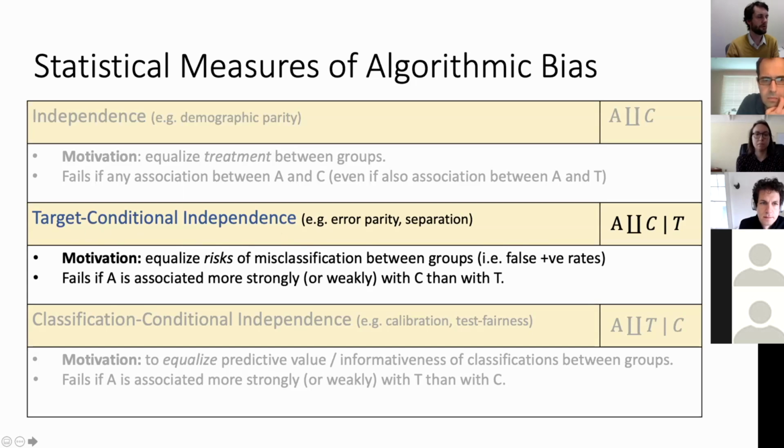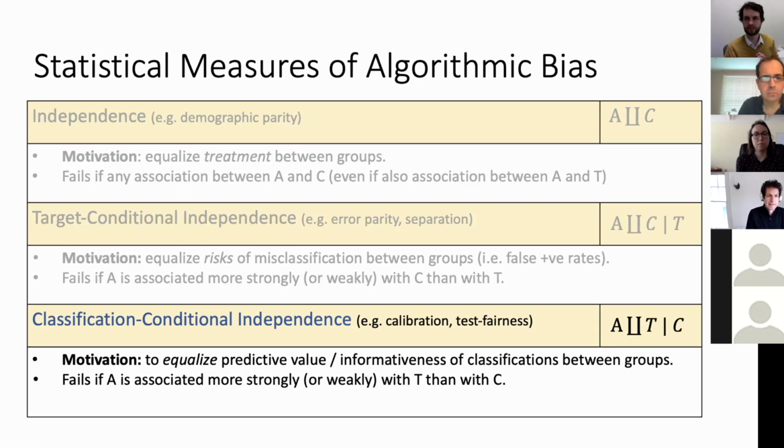And so folks have thought about two different kinds of conditional versions: target conditional independence, where the idea is to equalize risks of misclassification between groups, false positive rates, or classification conditional independences like calibration or test fairness, where the idea is to equalize predictive value or informativeness of the classifications between groups, right? So basically a particular risk score gives you the same amount of information about the individual's risk of having the target variable, regardless of their group membership.